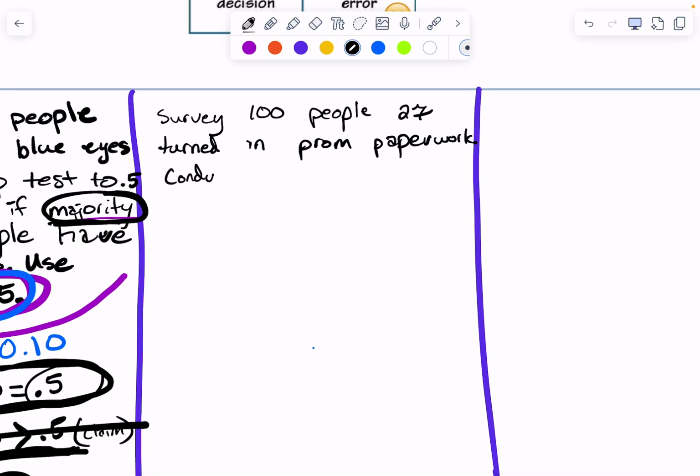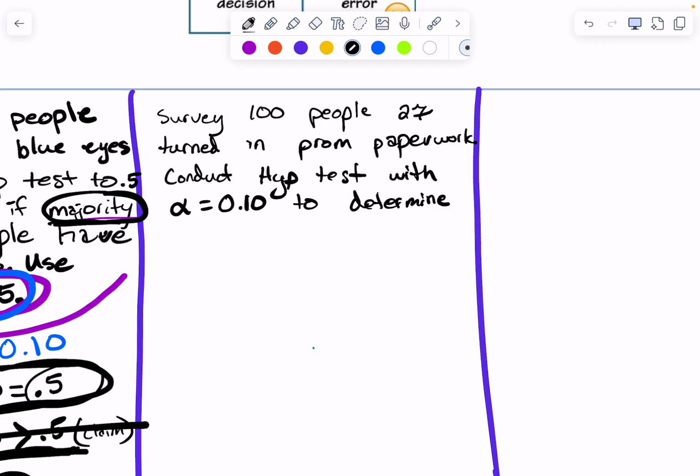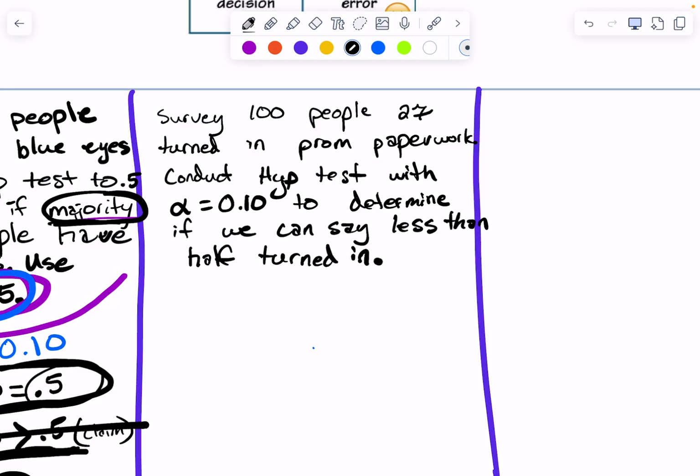Conduct a hypothesis test with an alpha value of 0.10 to determine if we can say less than half turned in. Okay, now, hold on. According to this, did less than half turn them in? Yes, only 27 out of 100, right?